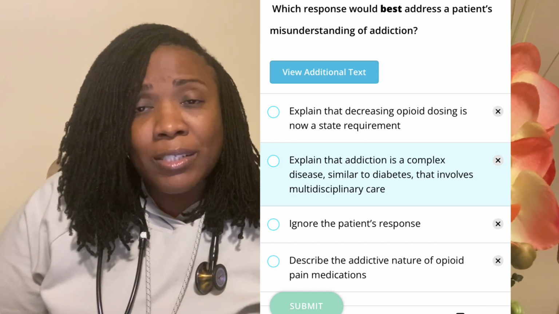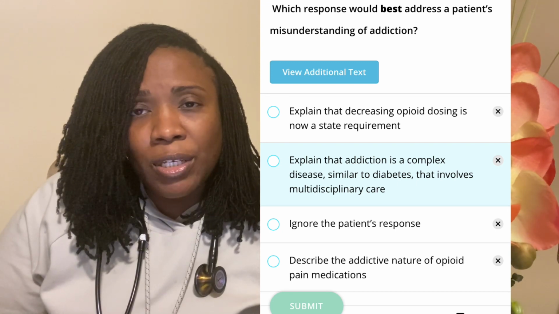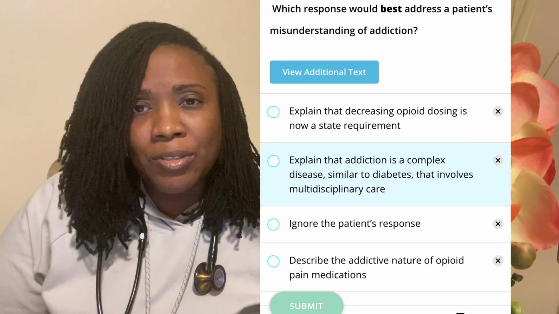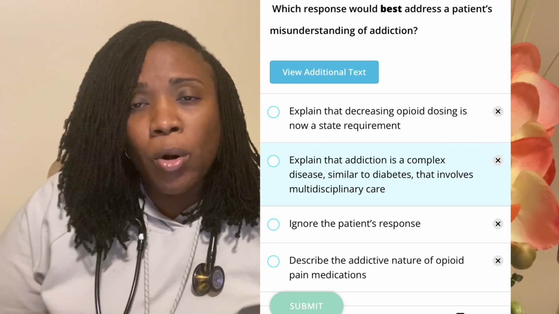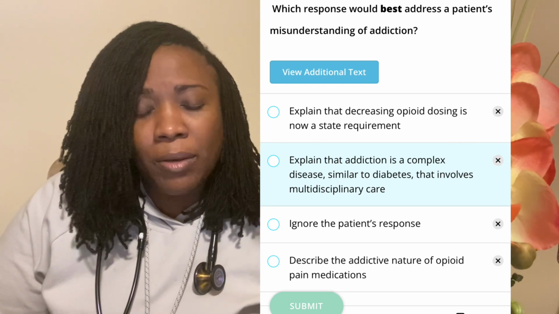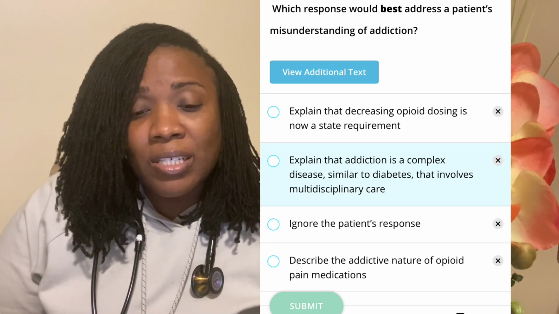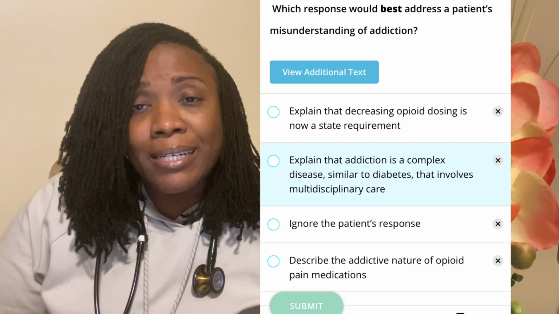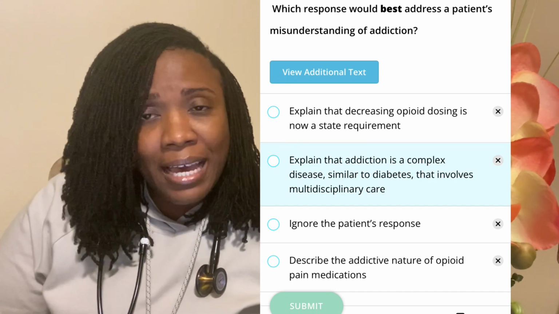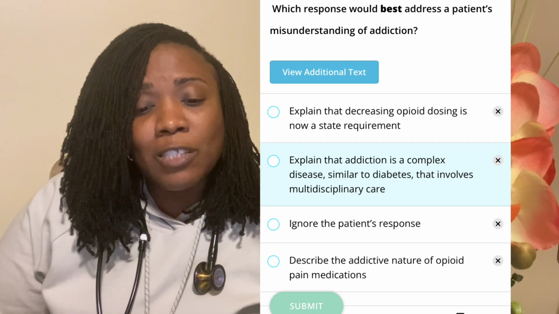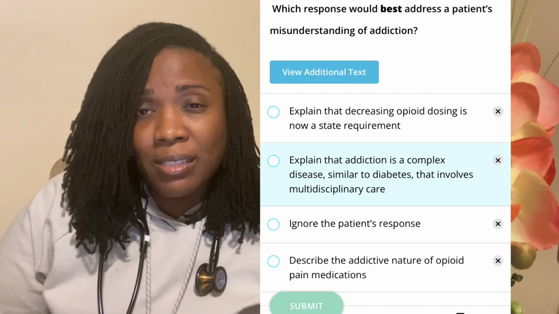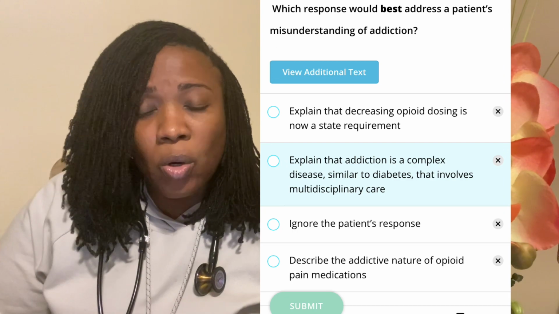Ignoring a patient's response to anything is ethically and morally wrong, so that would automatically be tossed out as an option, because you never want to ignore your patient's response to anything. Explain that addiction is a complex disease similar to diabetes that involves multidisciplinary care. I like that because you're thoroughly explaining what addiction is. You're comparing it to other diseases, so it's not a standalone issue.